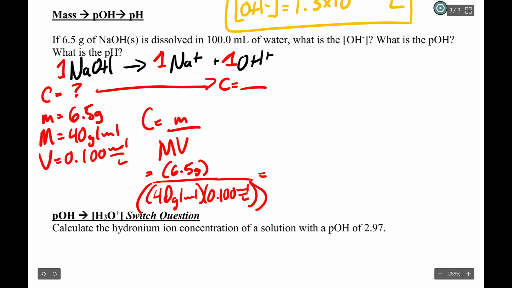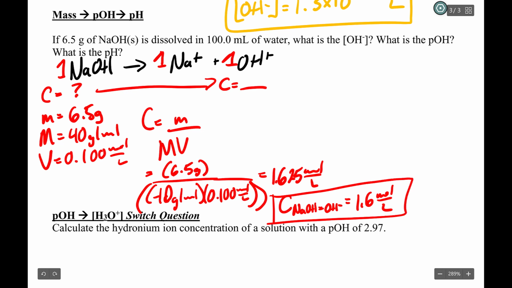And putting that all in our calculator, we would get 1.625 moles per liter, which is extremely concentrated. So again, the concentration of NaOH, which is equal to hydroxide ion, with rounding would be 1.6 moles per liter.